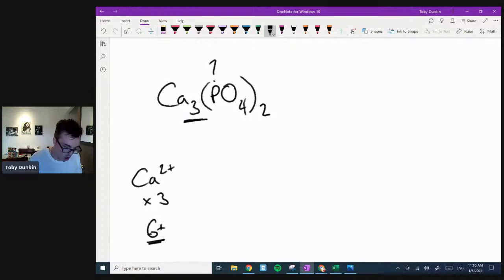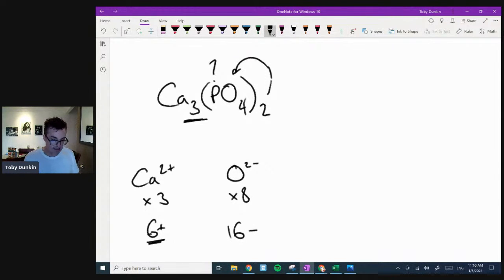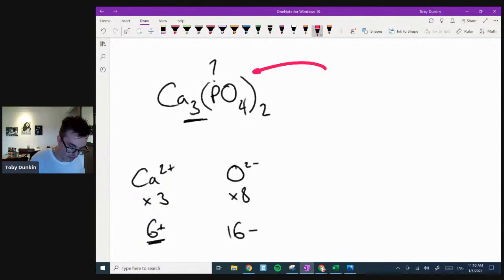Next, I now need oxygen. How many oxygens do I have? We know that oxygen is O2-, but I have 8 of these. So I'm going to multiply this by 8. So that's going to give me -16. And the next thing is, right, hang on. So now I realize that there's no overall charge. There's no charge here.